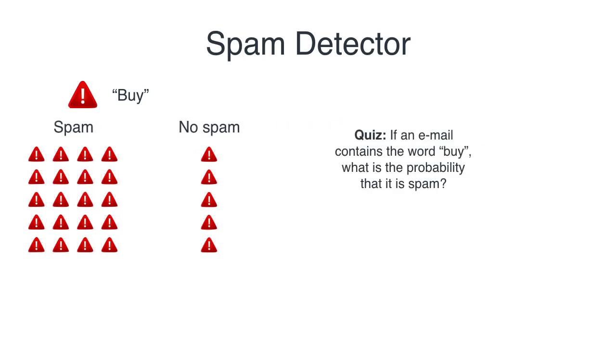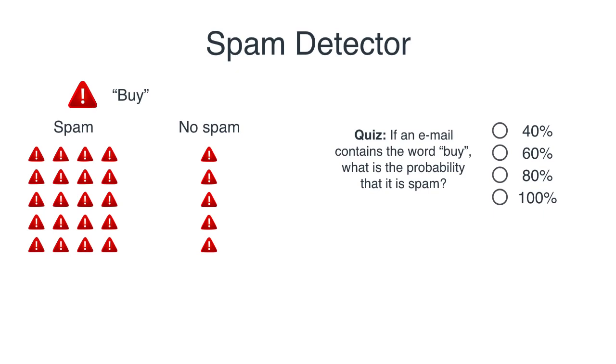And here's a quiz. The quiz says, if an email contains the word buy, then what is the probability that this email is spam given the data that we have? And the options are 40%, 60%, 80%, and 100%. So feel free to pause the video and think about it yourself. Given the data that we have, what is the probability that if an email contains the word buy, then it is spam? This is a conditional probability. So I'll tell you the answer.